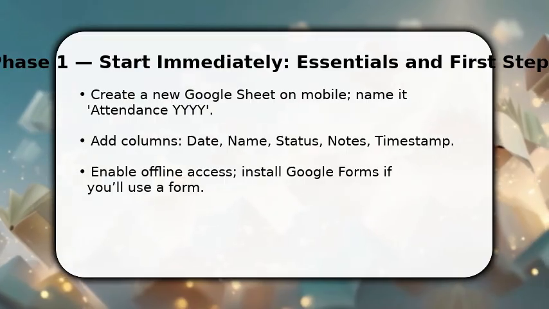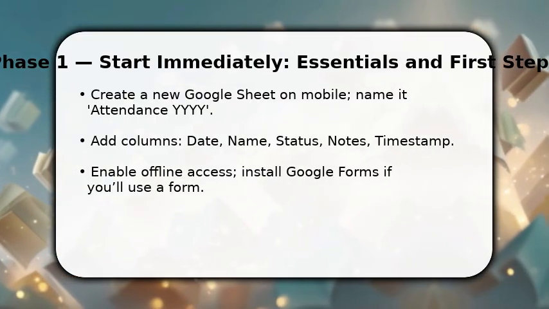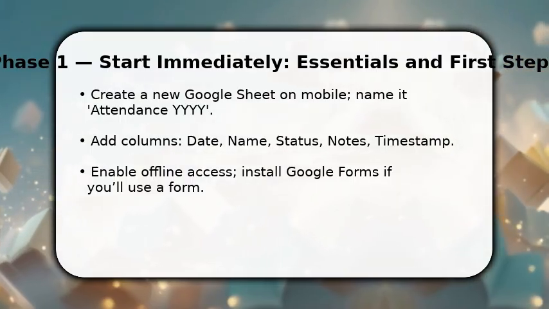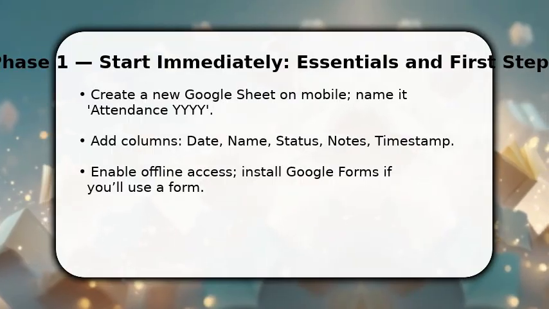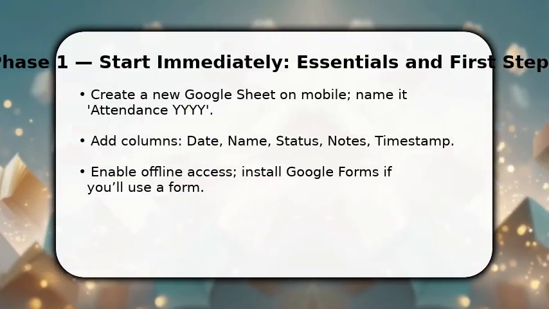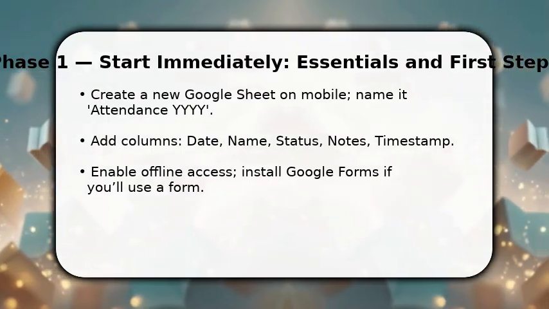If you prefer faster entry, set up a linked Google Form. It writes to the sheet automatically. Otherwise, prepare the sheet for manual entry. Make sure offline access is enabled so you can take attendance without network interruptions. Then move to entering a first row.